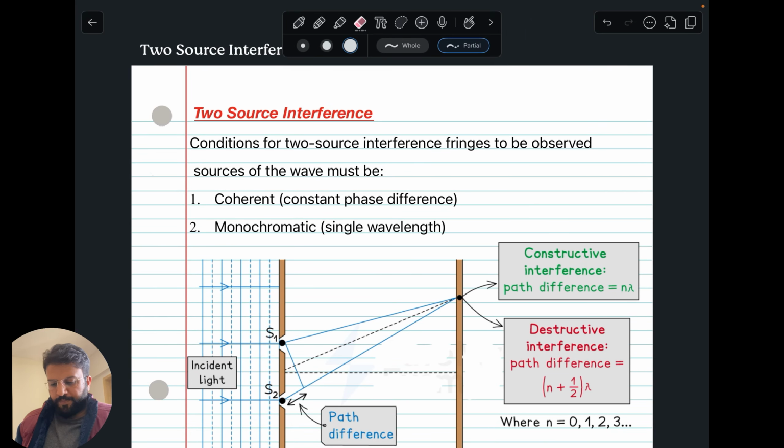Assalamualaikum everyone. In this video, we're going to talk about two-source interference. We will discuss the double slit experiment and we will try to do some past paper questions as well.